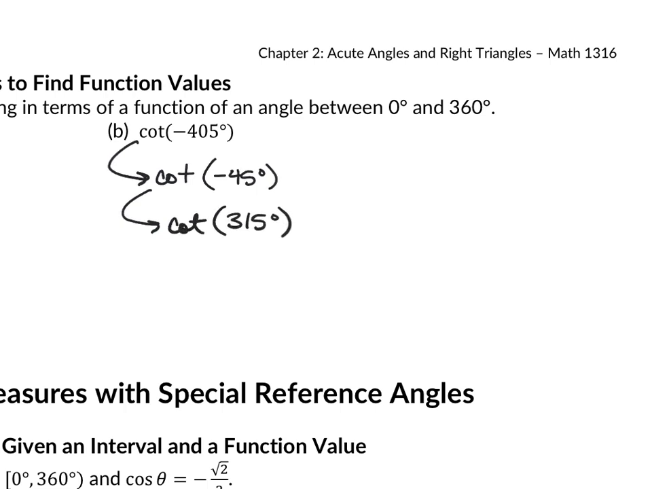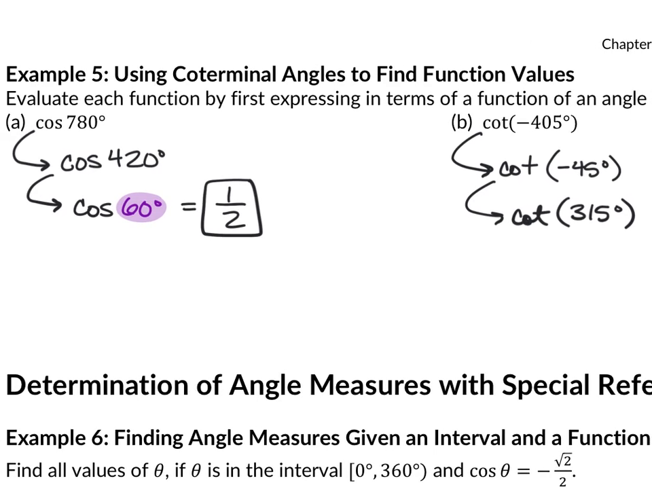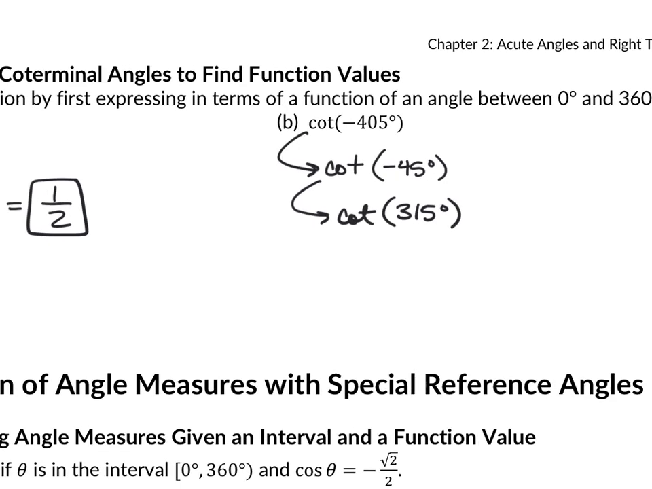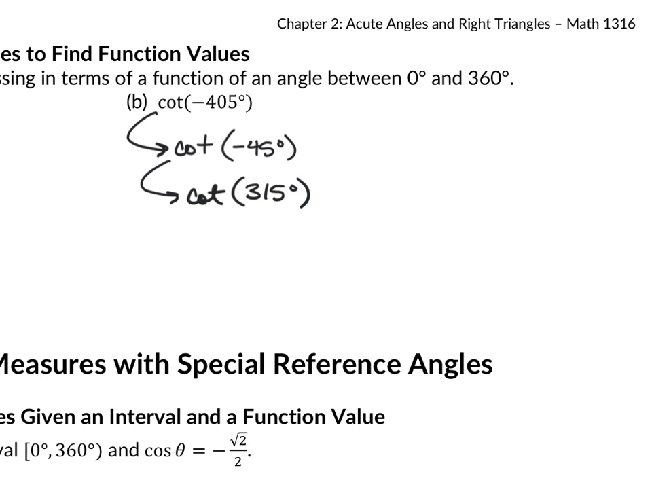This time, when I have a positive angle between 0 and 360, is it in quadrant 1, like part A was? No, part A, 60 degrees is in quadrant 1, so that's easy. 315 degrees, what quadrant is that in? That's in quadrant 4, so I have a little bit more work to do here. I have to use a reference angle.